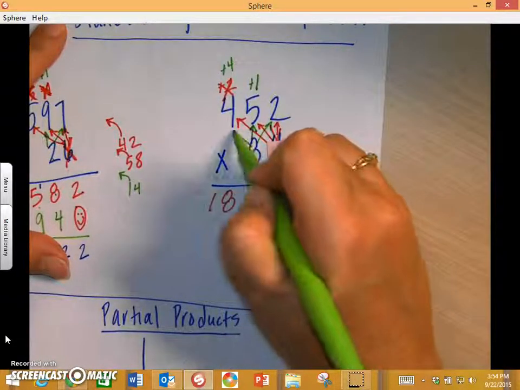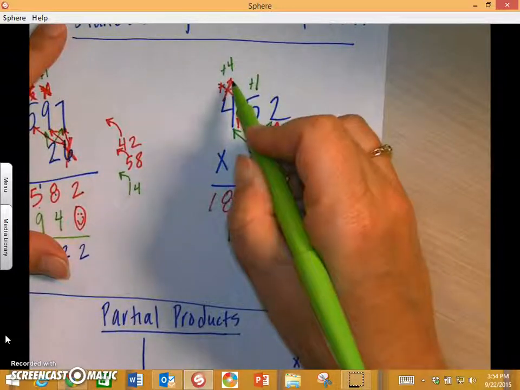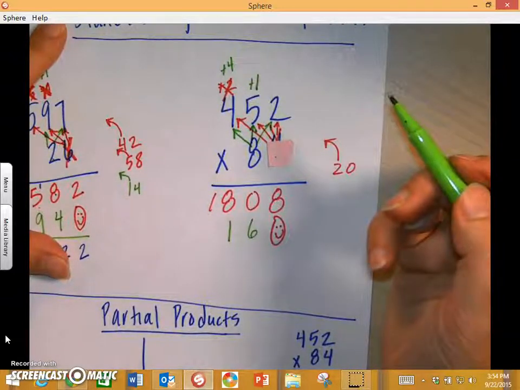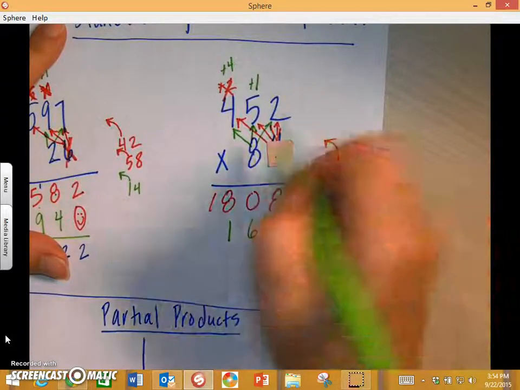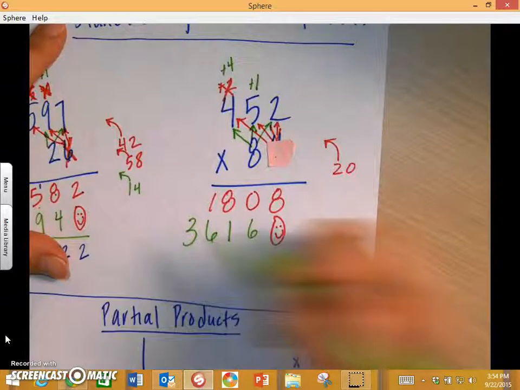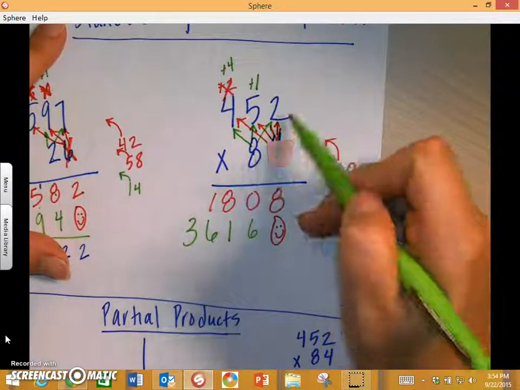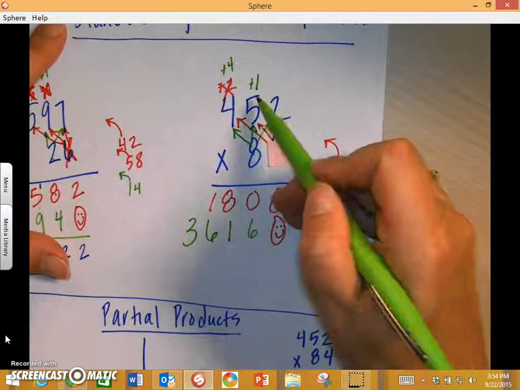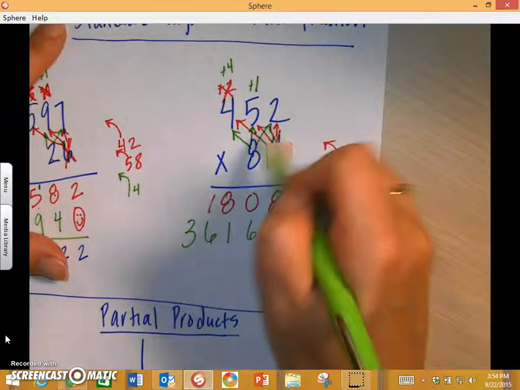Now 8 times 4 is 32. Plus 4. Is that right? 32 plus 4 is 36. Let me just double check here. 16, 46, hold on, that's 16.